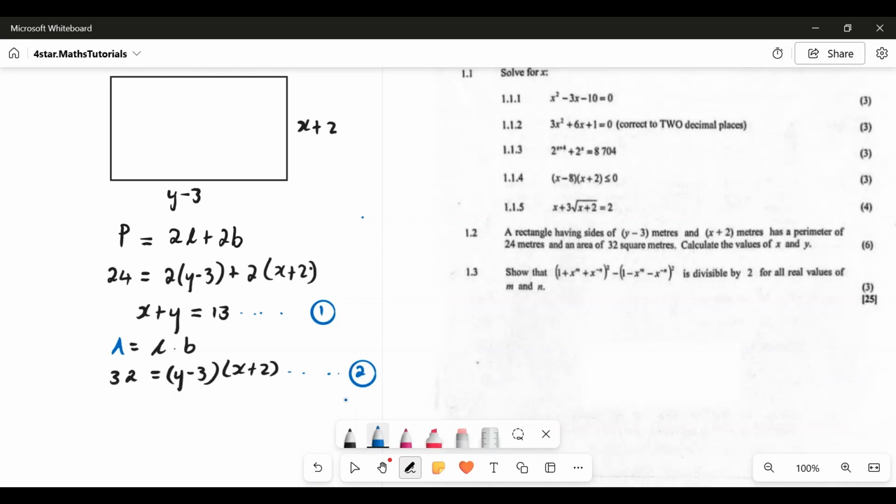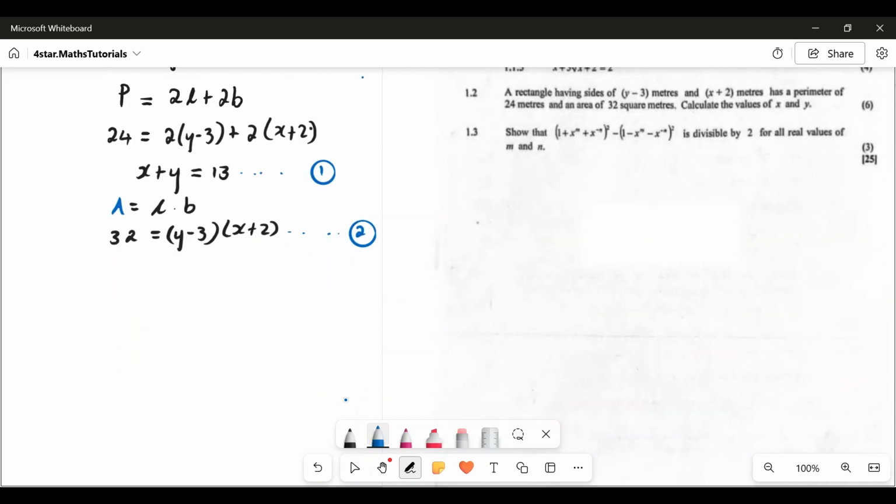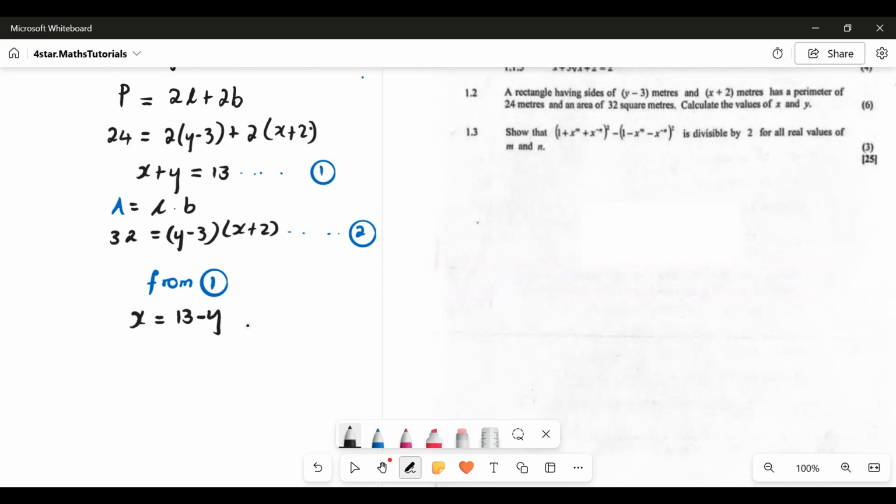If we check, we have two equations where we need to solve x and y at the same time, so we are given simultaneous equations. Let's try to solve x and y. We can use equation number 1 because it's a linear one. From equation number 1, I'm going to make x the subject of the formula, then this is my equation number 3.